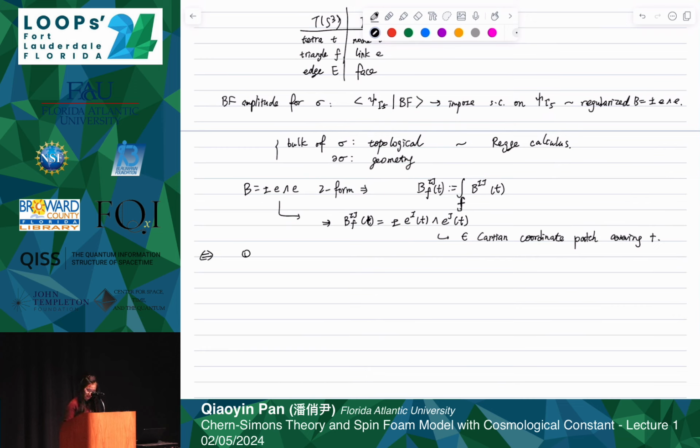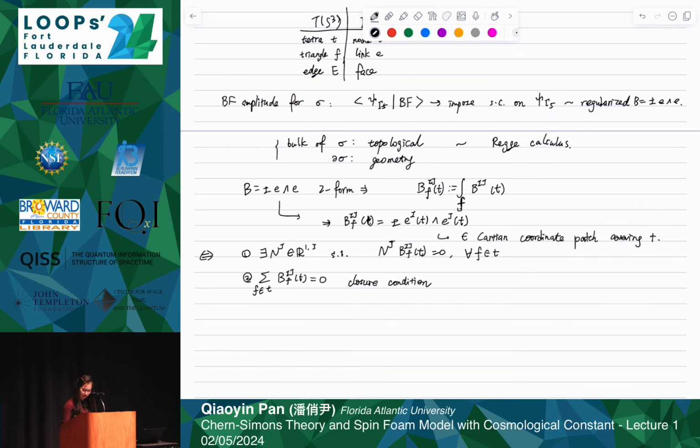The first one is that there should exist a vector in R^{1,3} such that all the discretized B fields in a tetrahedron are orthogonal to this vector. So it equals 0 for all F in a tetrahedron. And second, if I sum over all the triangles in a tetrahedron, then this discretized B field gives us 0. And this is called the closure condition.